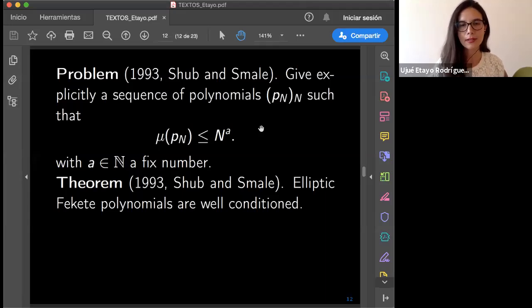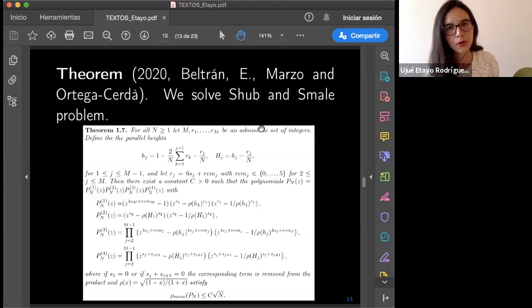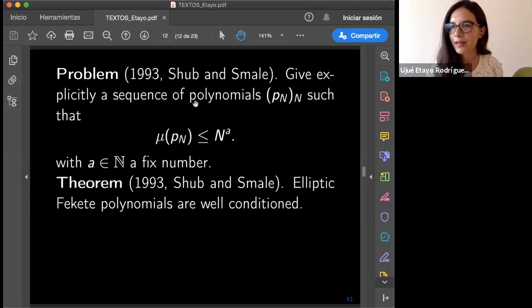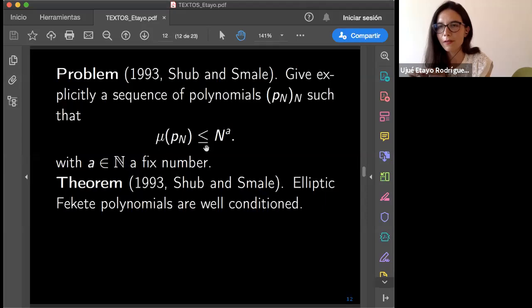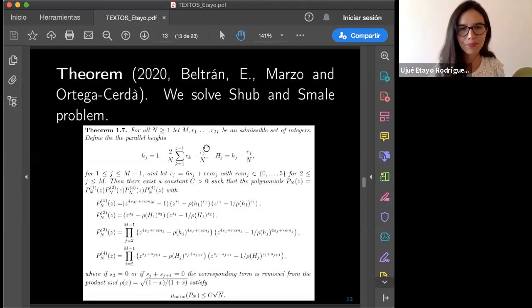But it turned out this year, together with Carlos Beltrán, Jordi Marzo, and Joaquim Ortega-Cerdà, we were able to solve this problem of Shub and Smale. We were able to find an explicit sequence of polynomials with a small condition number, and still the other problem, Smale's seventh problem, is completely open, right? So it turns out that the problem that was thought to be difficult is not as difficult as the previous one.